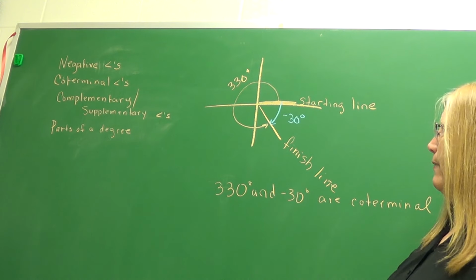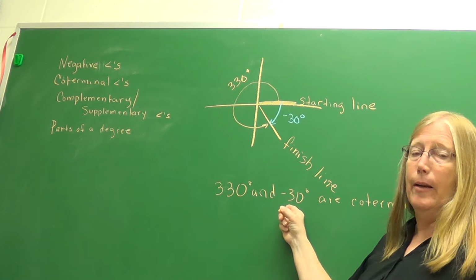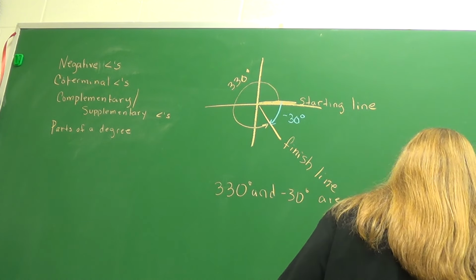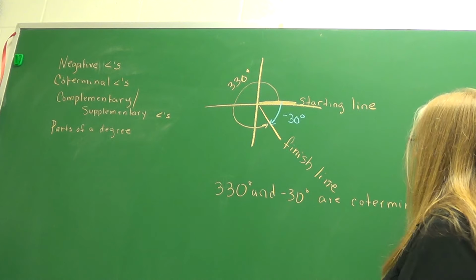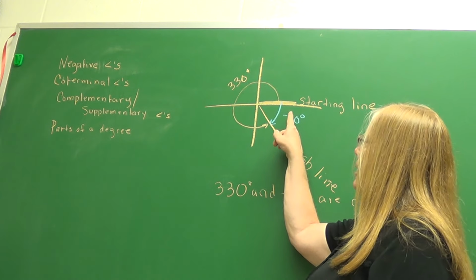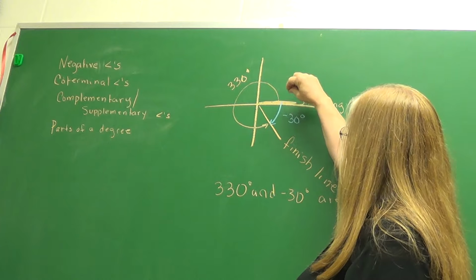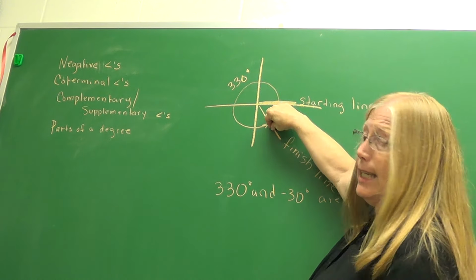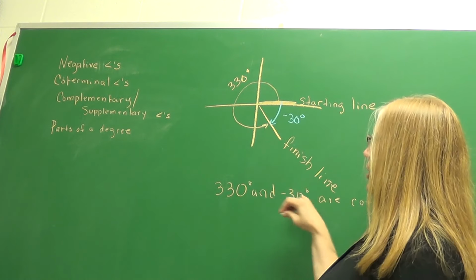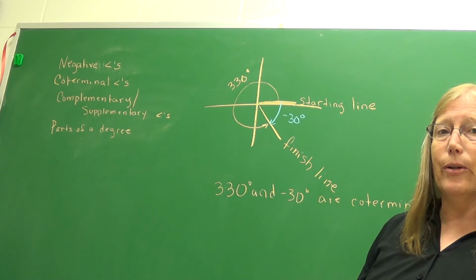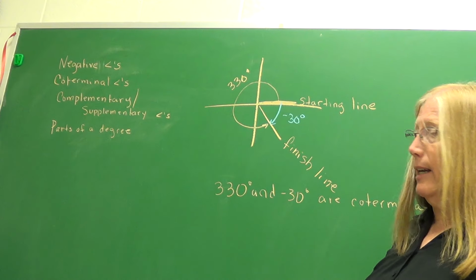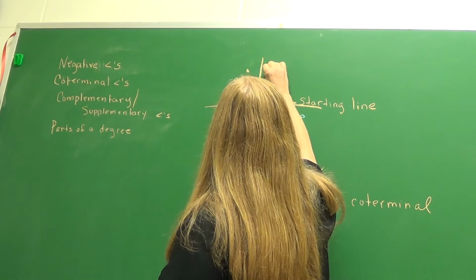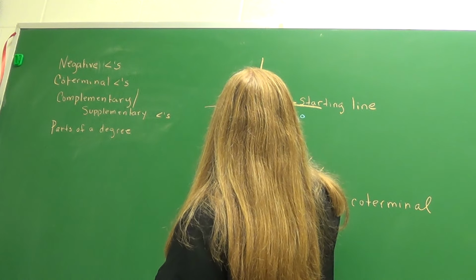Coterminal angles have the same starting spot and the same ending spot. Is there another that I can think of? I think this is another color. Let's see if it shows up on the video. Is there another way I could start here and end here, just like these two do, and have another angle altogether, not a 330 and not a negative 30? So how about this? What if I go all the way around?